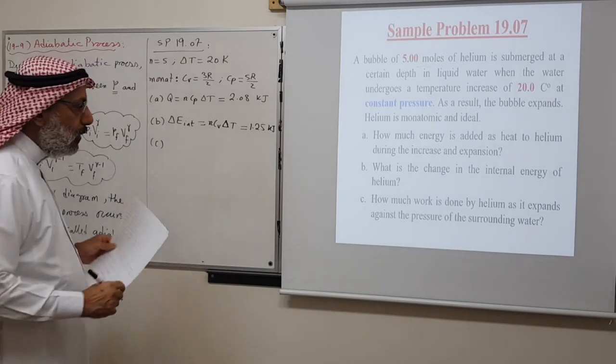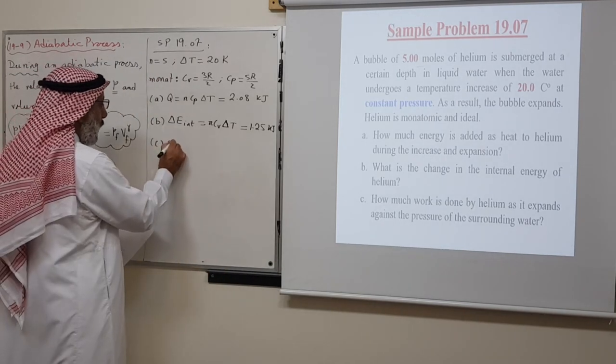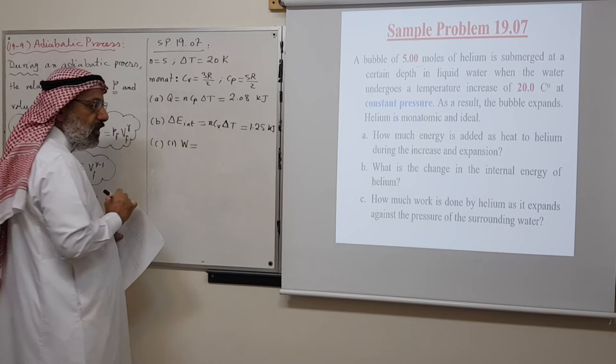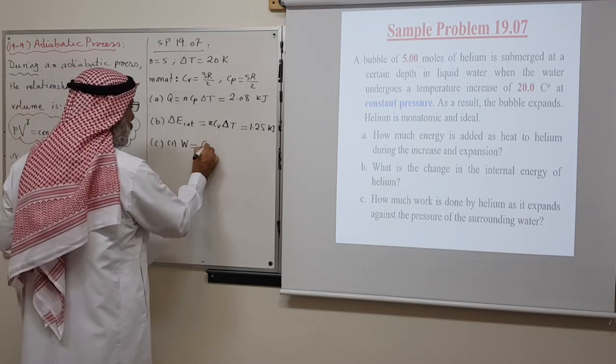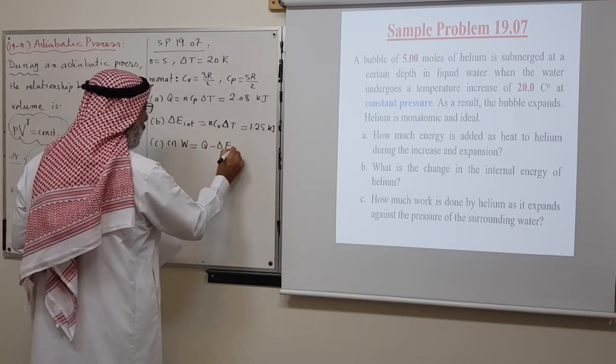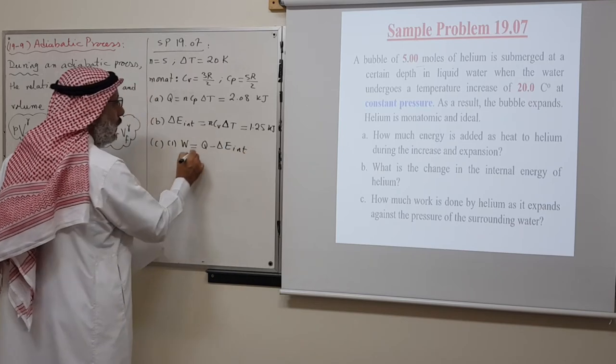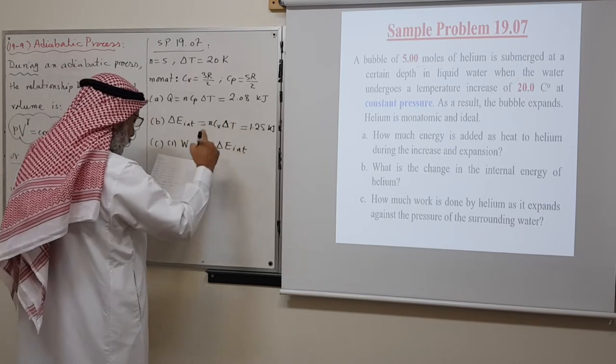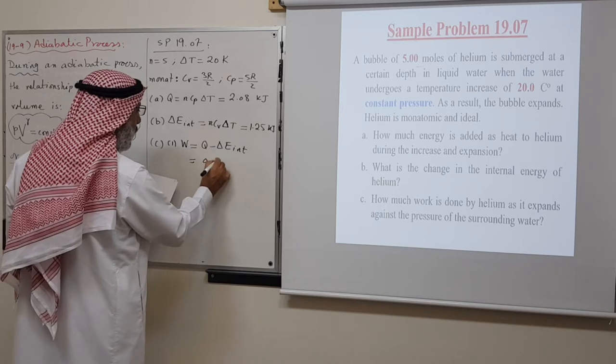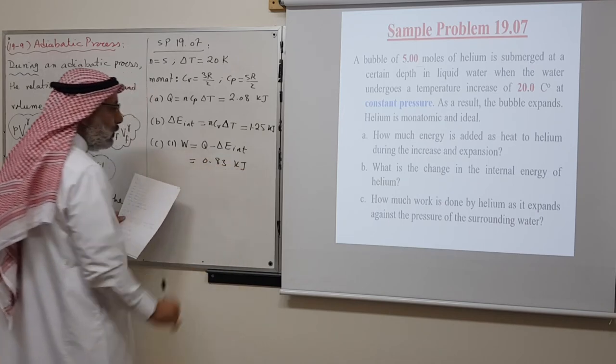Finally, the problem says, how much work is done by helium as it expands against the pressure of the surrounding water? Well, one way to calculate the work is to use the first law of thermodynamics. Work is Q minus delta E internal. So it's 2.08 minus 1.25, and that is 0.83 kilojoules.